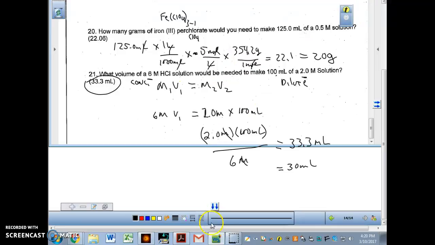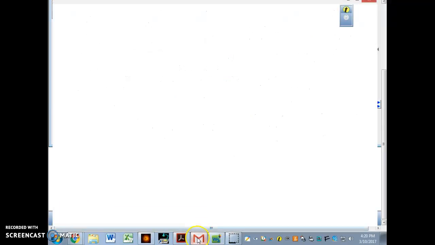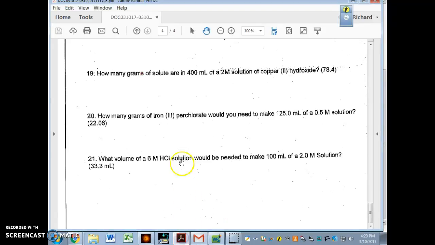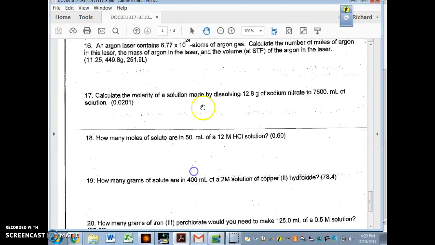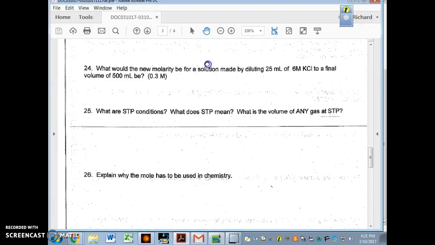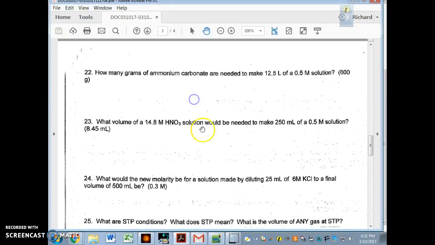Alright, so everything's a little modification of these that we go into with these molarity problems at the end. And we'll come back up and pick up those last problems. So we have a couple more to go here.